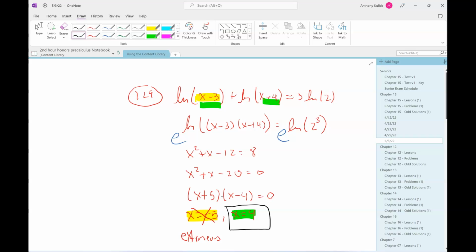Alex. Can you do number 81? Let's see, that's a different page.